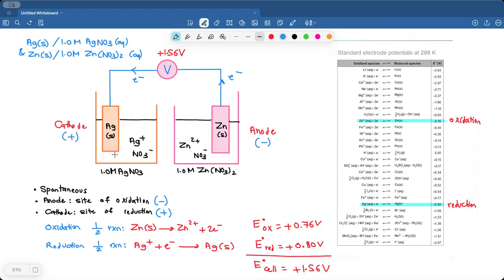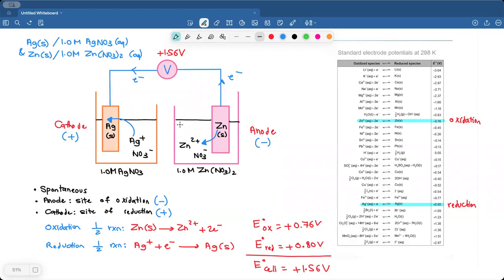One last thing we have to note is the accumulation of charge on both sides. If you look at the Zn side, Zn became Zn2+, so now we have an extra positive charge on the right-hand side. The mass of our anode went down because Zn solid from the anode turned into the solution. And on the left-hand side, Ag+ from the solution became Ag solid, so the mass of our cathode went up, and the amount of positive ions on the left-hand side went down.